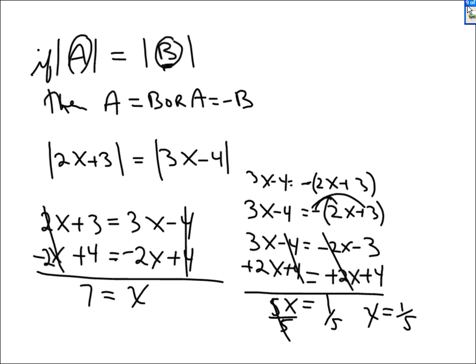Those are the two answers. X can be 7 or 1/5. Let's check 7. 2 times 7 is 14, plus 3 is 17. The absolute value of 17 is 17. 3 times 7 is 21. Take away 4, 17. The absolute value of 17 is 17. And of course, they're equal. If you plugged in 1/5, and I didn't make a silly error, you will get the same results. You won't get 17 equals 17, but you'll get one number equals itself.